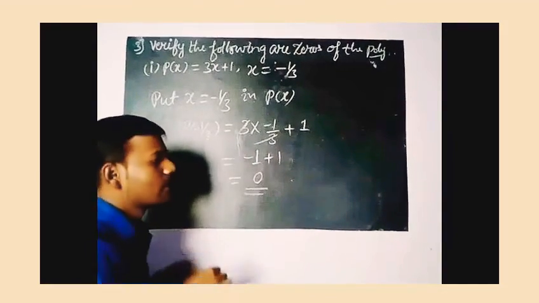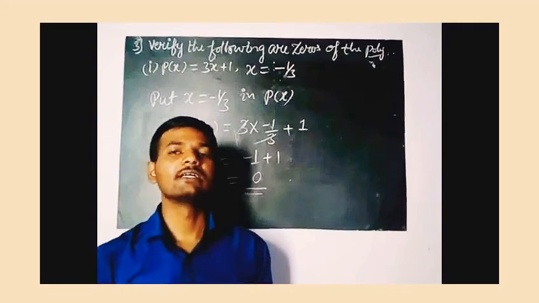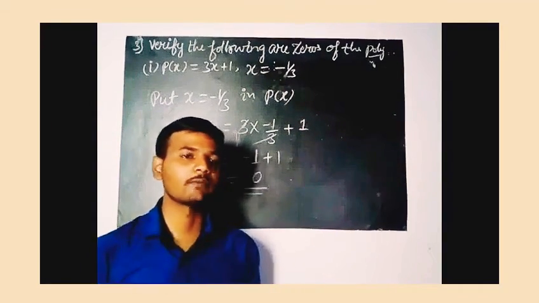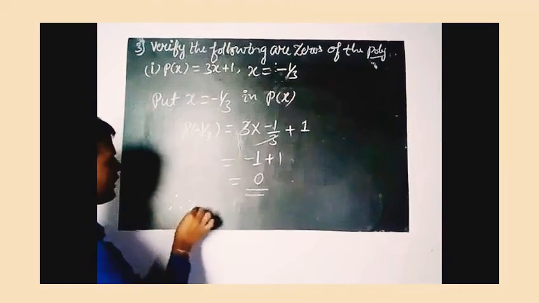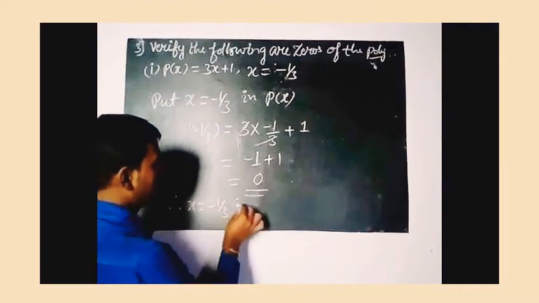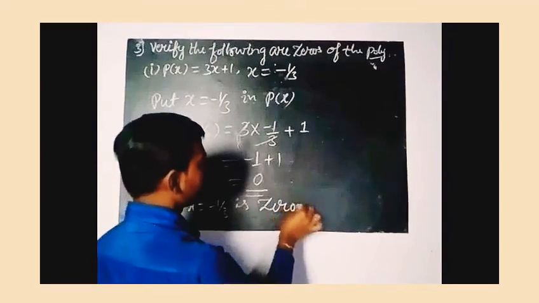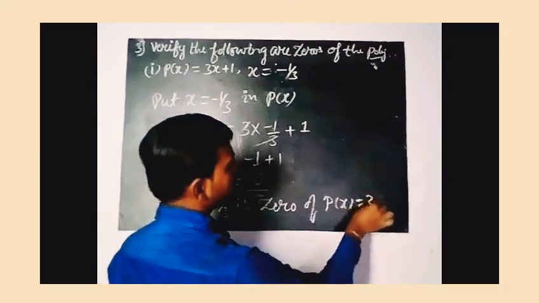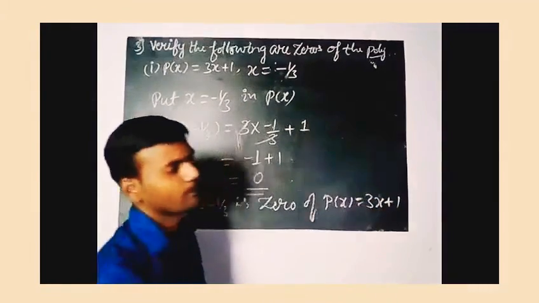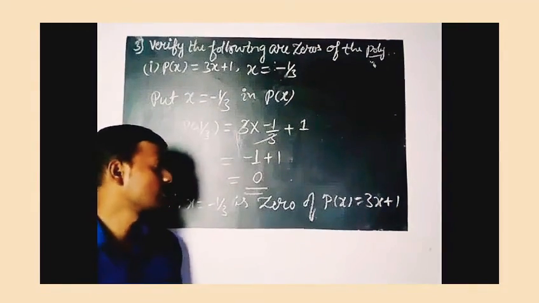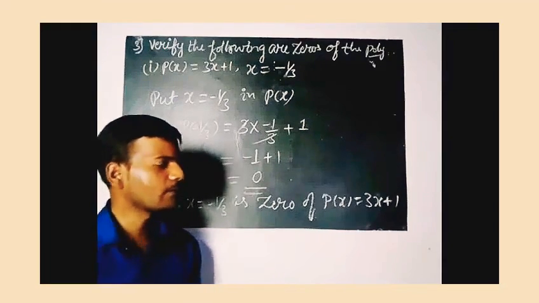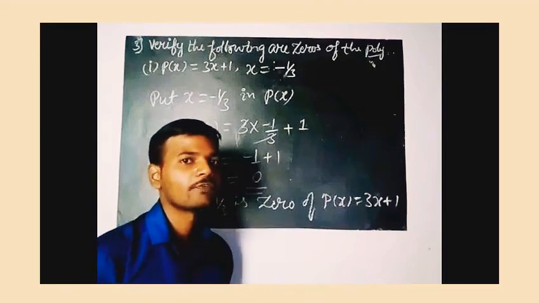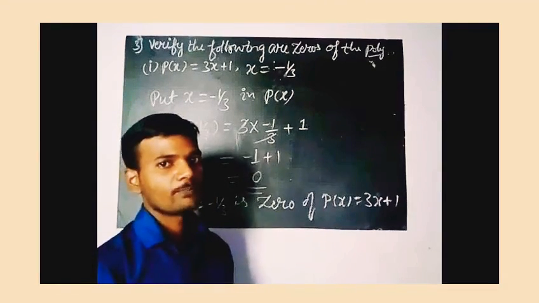If the polynomial becomes 0, then it verifies that the given value of the variable is the zero of the polynomial. Therefore, x is equal to minus 1 by 3 is the zero of p of x is equal to 3x plus 1. In this way, we are going to verify the zeros of the polynomial.